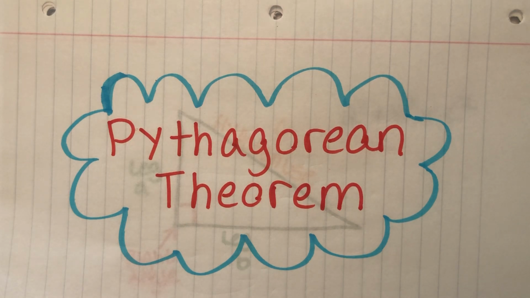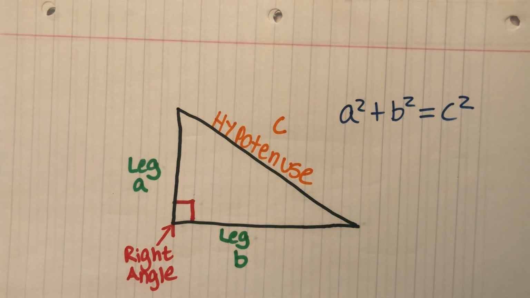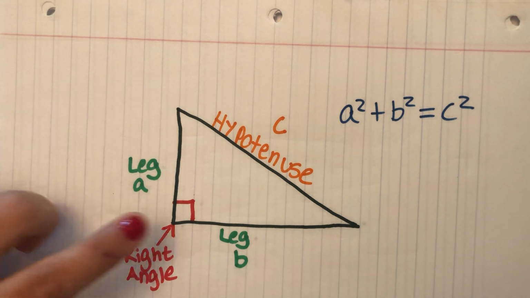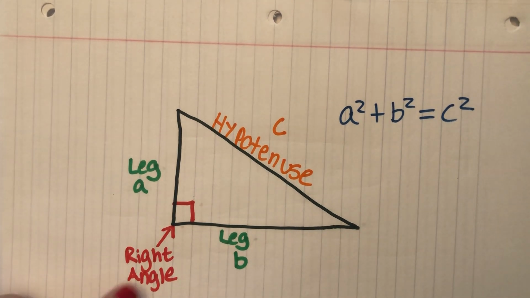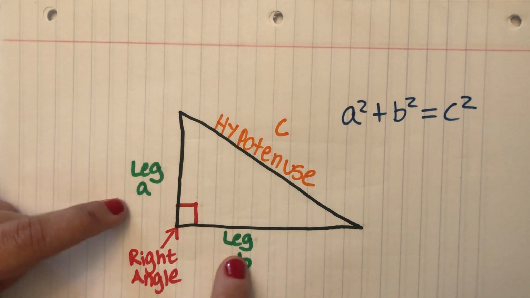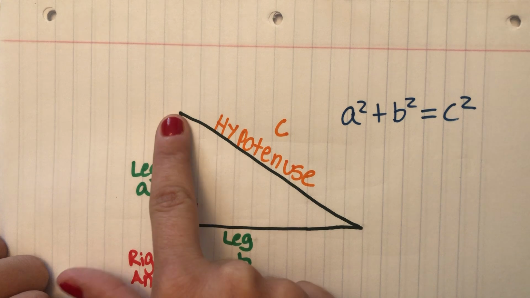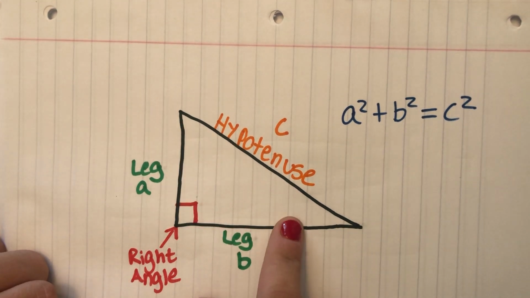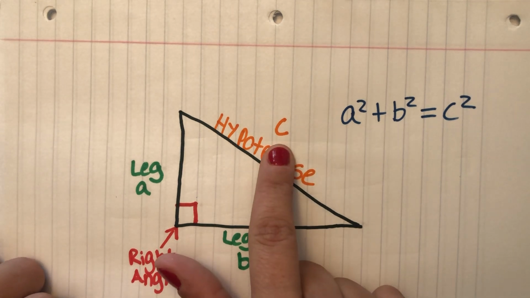Welcome back. In a previous video, we went over the Pythagorean Theorem, and we learned that we use the Pythagorean Theorem when we have a right triangle. So we have one corner that makes up a 90-degree angle. The two sides that make up that 90-degree angle are called the legs, and the side opposite the 90-degree angle or right angle is called the hypotenuse. The hypotenuse is always the longest side, and that's known as side C.